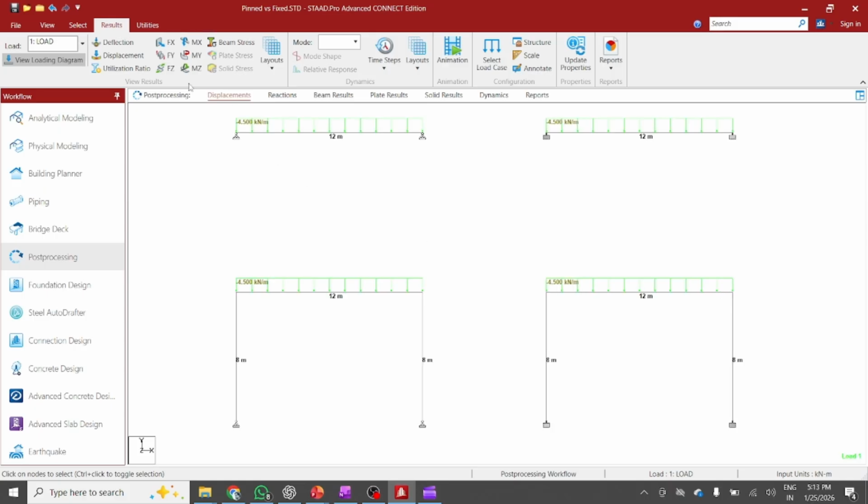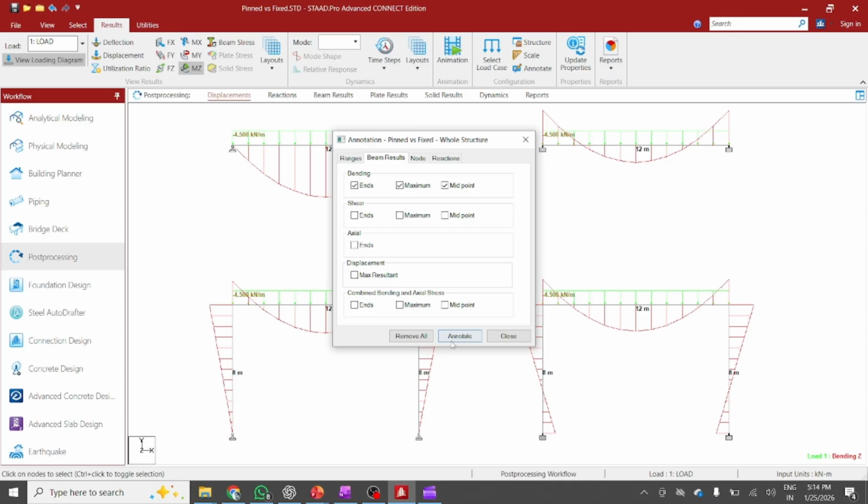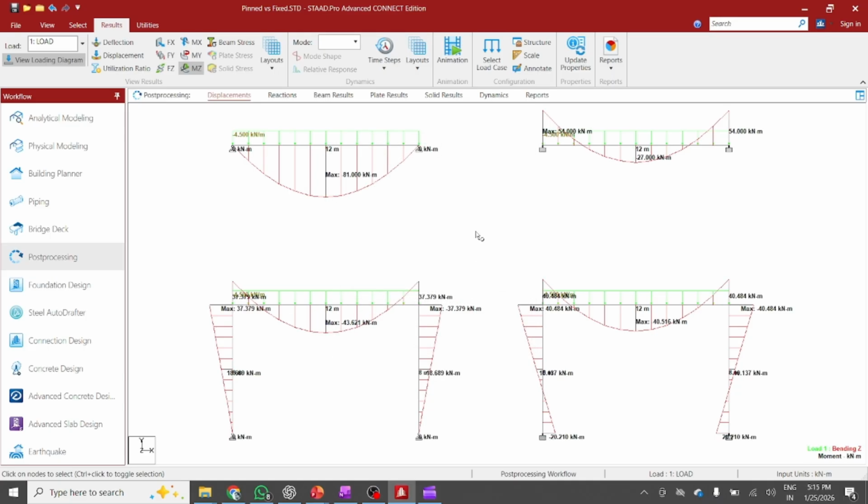Let's look at the bending moment diagram. You can see for the simply supported beam, the maximum bending moment is at the midspan, which is 81 kN-m. Now for the same beam but fixed supported, the bending moment at the midspan reduces to 27 kN-m. Now in the case of frames, when the frame is pin supported, the bending moment at the midspan of the beam reduces to 43 kN-m. For the same frame when it is fixed, the bending moment reduces to 40 kN-m. So you can see the difference between the bending moment diagrams and the values.